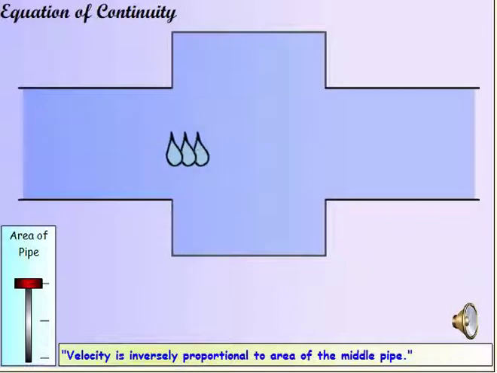The equation of continuity states that the area and velocity of a pipe are inversely proportional. If the area of a pipe is doubled, the velocity halves. You can use the slider bar to try out the velocities for different areas.